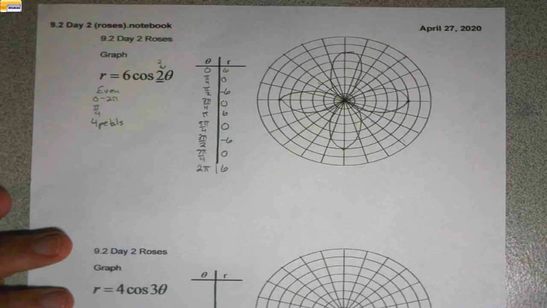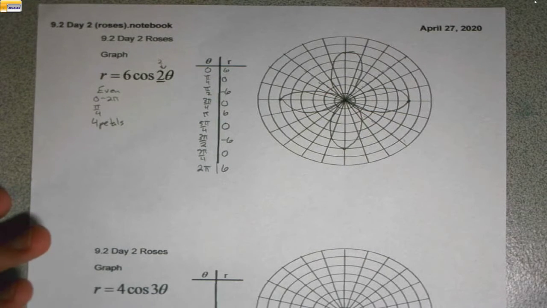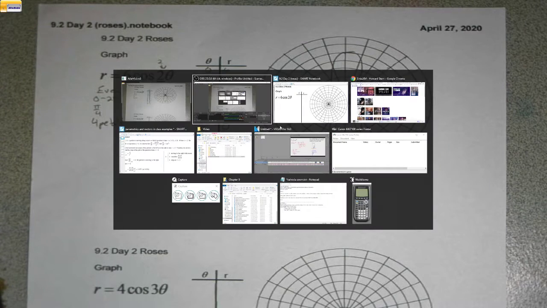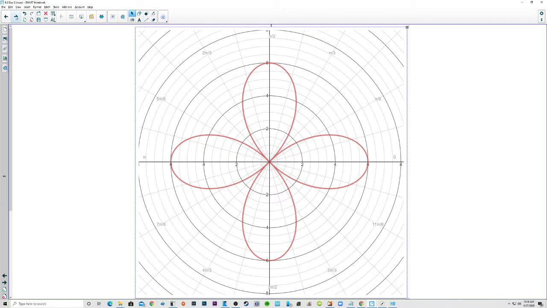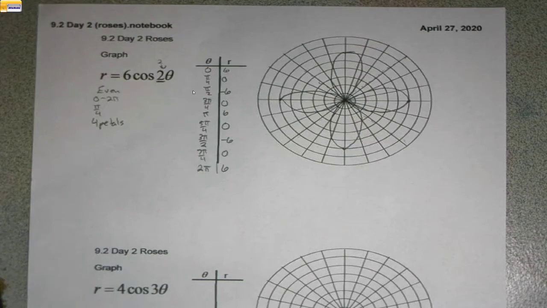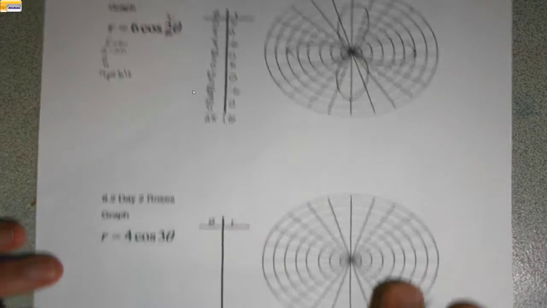It's a decent version of what it should look like. Can I minimize this? Is it letting me? Wish I could switch over. Yeah, I'll try that. That's what it should look like. Very, very nice version of it. All right, how about the next one?